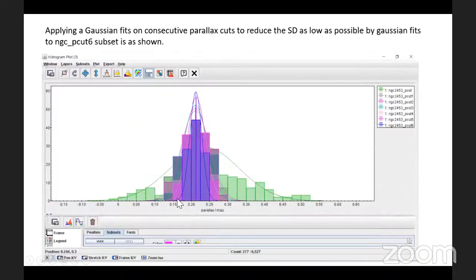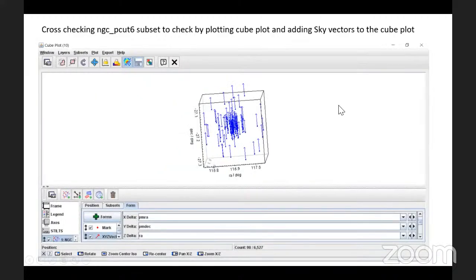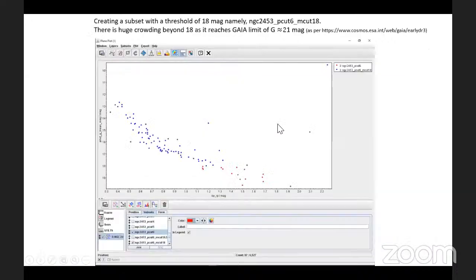And this is the superimposition of all the parallax cuts I did. You can clearly see the Gaussian fits are beautifully fitting, and the standard deviation of the mean parallax is getting less and less. So this is where I end up in NGC 2453. I have named it here PCUT 6. To cross-check these stars, I plot them using a sky vector plot, and I see almost all the stars are aligning themselves in the same direction. So that cross-checking is also done.